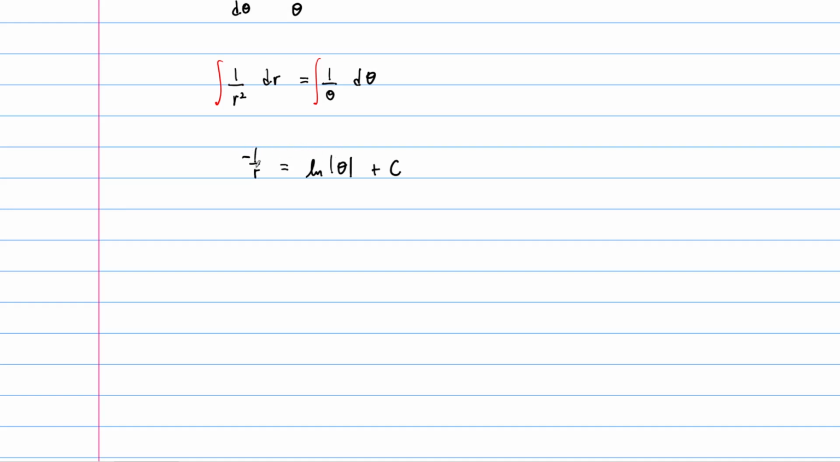If we want a positive r, I can change the sign and multiply through by a minus, and this will become positive 1 over r. This is negative log of the absolute value of theta. This I'm going to leave as plus c. Why? Because it's already unknown, so if I change the sign on it, it's still unknown. So changing the sign, 1 over r equals negative log of theta plus c still. And then the reciprocal gives us our answer: r of theta is going to be 1 over c minus natural log theta.